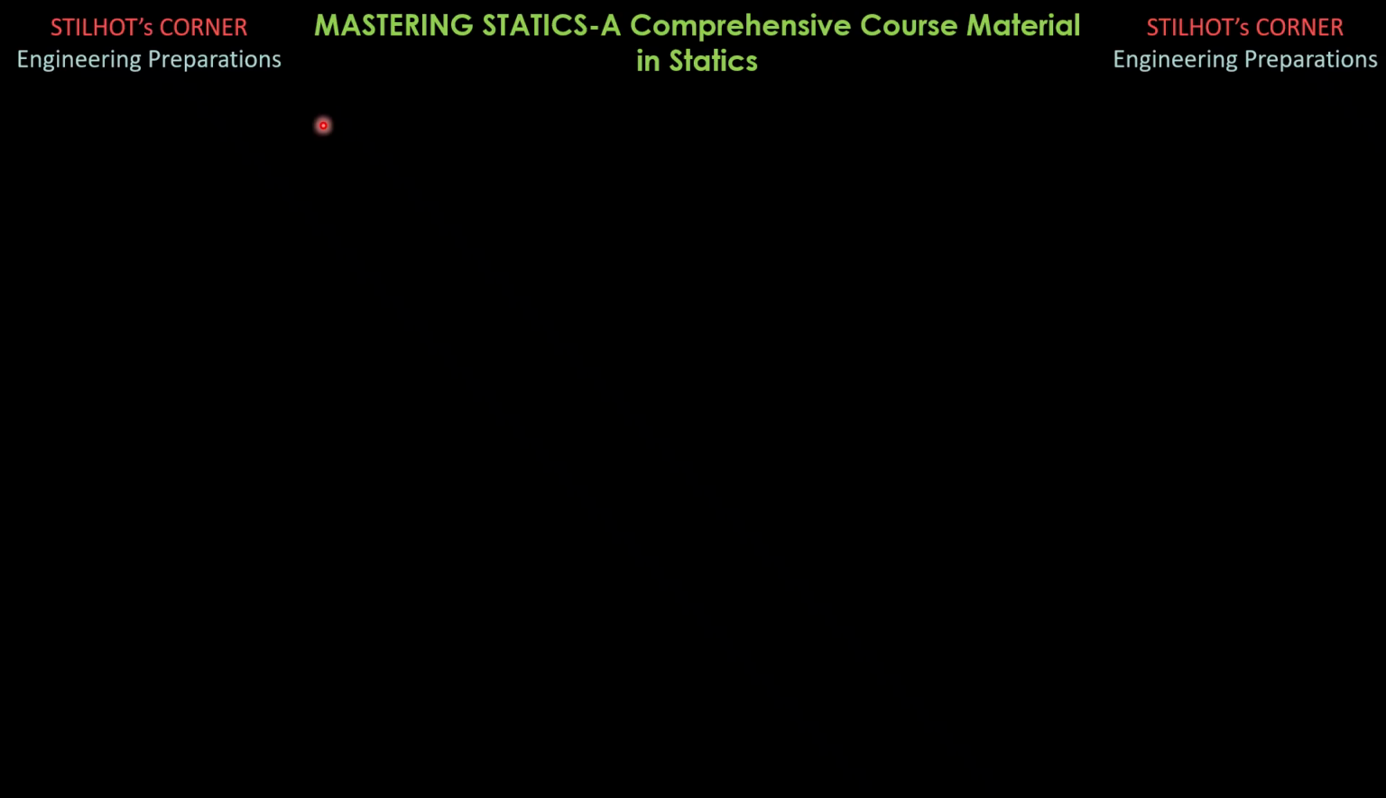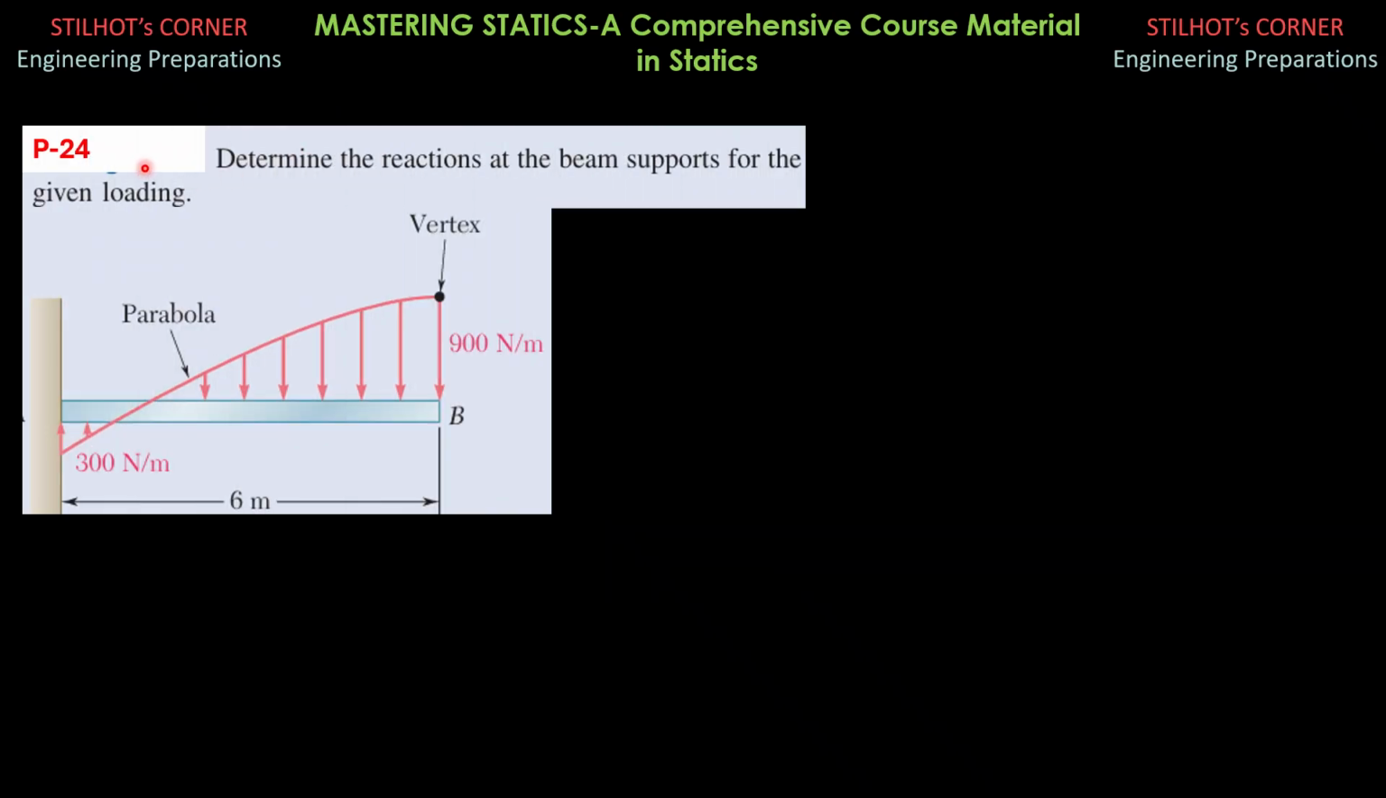Problem 24. Determine the reactions at the beam supports for the given loading. So this is the loading, and take note that the parabola extends and we have an upward pressure in this portion here. This is downward. So the reactions at A are anticipated as AX, AY, and a moment, which is counterclockwise as shown in the figure.